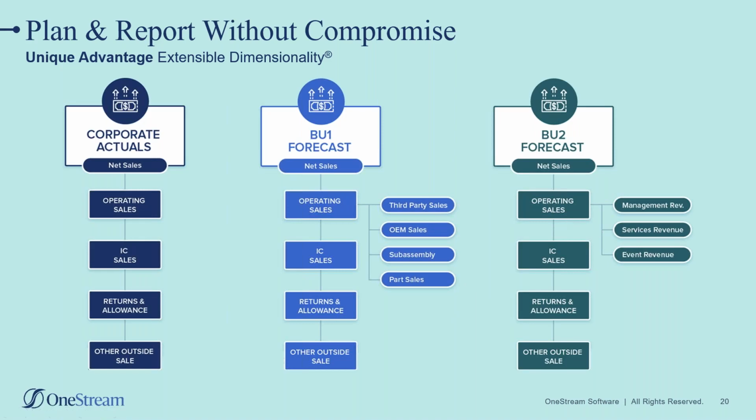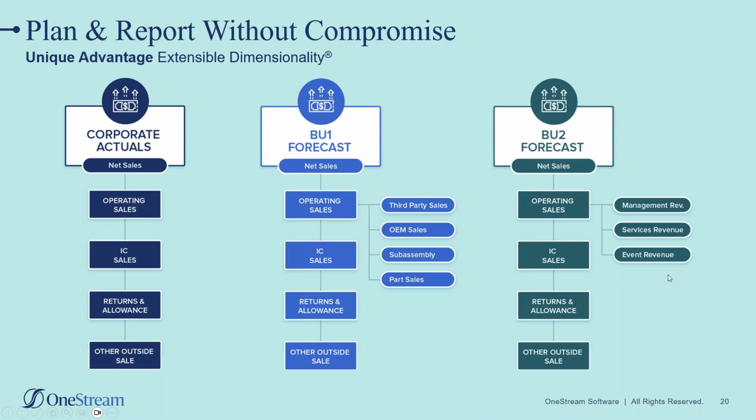But OneStream created this concept of extensible dimensionality to solve just for this, because what it allows us to do is flex dimensions by other dimensions, meaning that when I'm looking at the information from business unit 1 forecast, this is what I see. However, if I switch to business unit 2, then this is flexed and I can see what I need to see from this example.